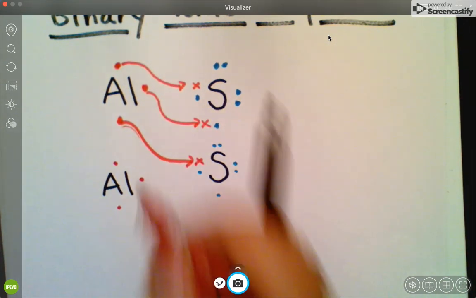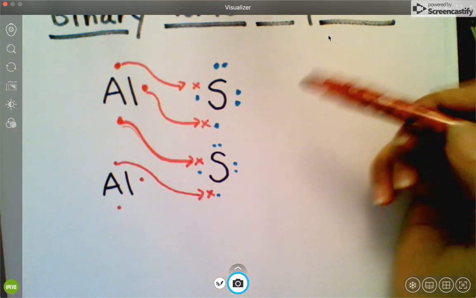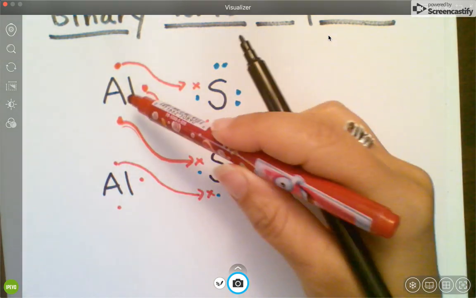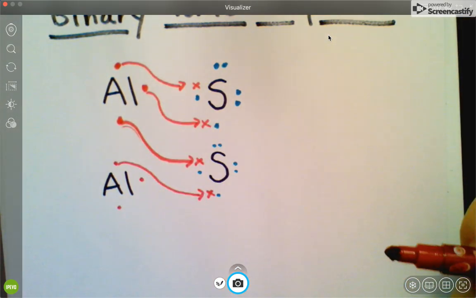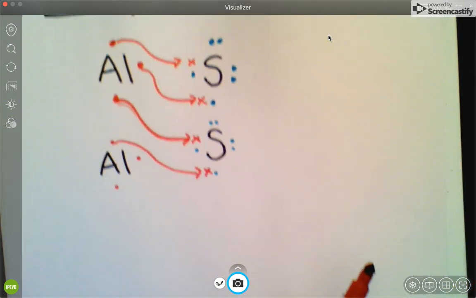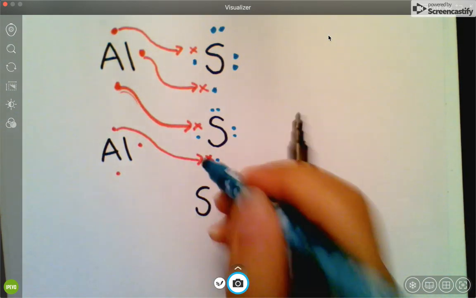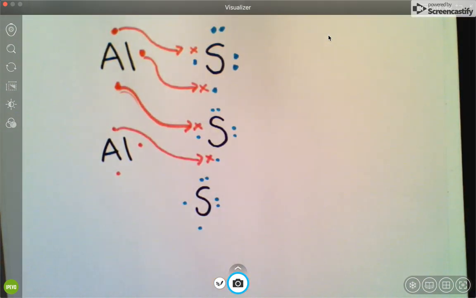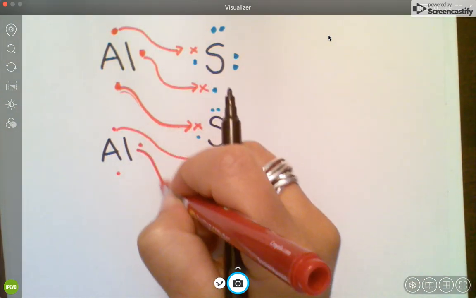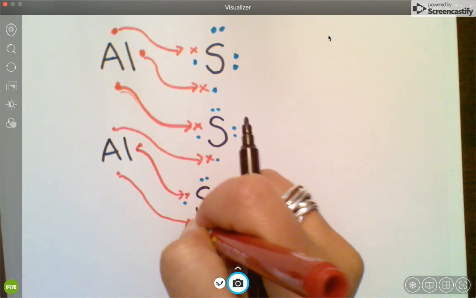So aluminum now has been brought in and it can donate. So we have 2 satisfied sulfurs, 1 aluminum, and another aluminum that has its 2 valence electrons that still needs to give up. So we bring in another sulfur, and I'm hoping at this point we can see that everybody has fulfilled that requirement. Perfect.